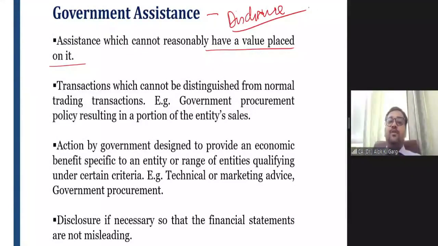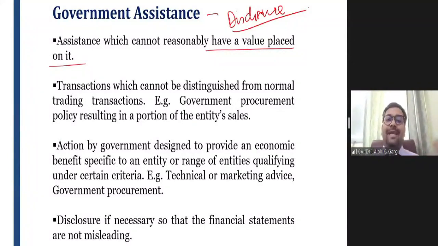Okay. So the transaction which cannot be distinguished from a normal trading transaction. For example, government procurement policy resulting in a portion of entity sales. So let's say Shraddha has a company, she is selling to me, she is selling to government, on a normal price. So again, this could be a way of disclosure, but this is not a government grant. You can say that government is supporting, let's say they are taking my 50% production. They are the major customer.